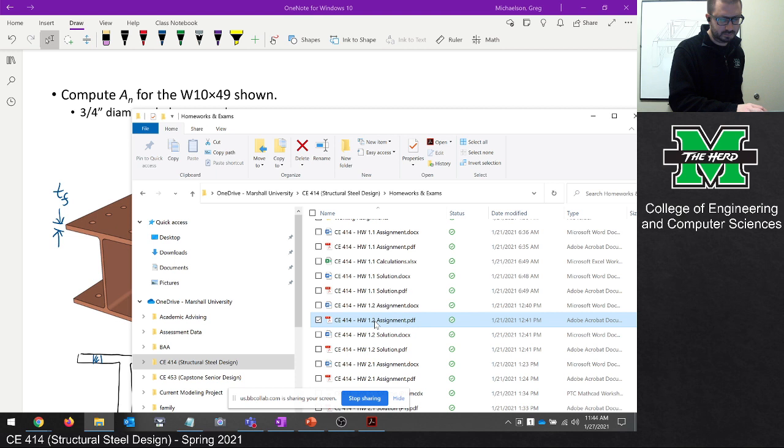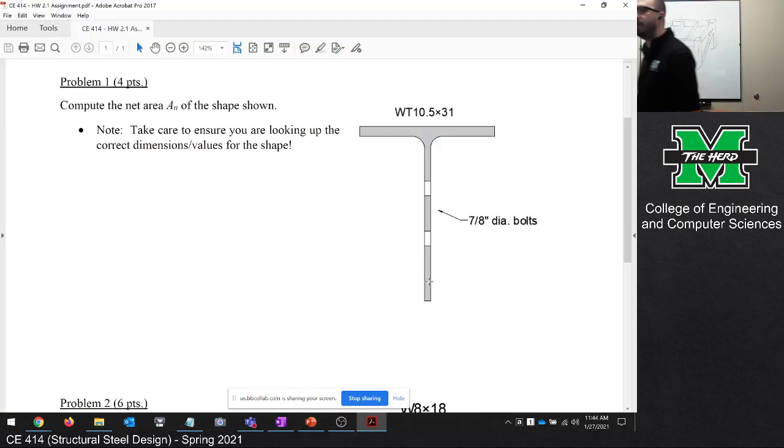One of them is the net area of a WT 10.5 by 31, and the other is a W8 by 18. For both questions, you want to make sure that you're using the right values. If you look up a dimension, don't just use a flange thickness because that's what we used in class. I want to be very clear on this. Look at the problem, look at what's going on, and then use the values that are necessary in order to answer the question. So I want you to determine the net area of this shape, and then also the net area of this shape.